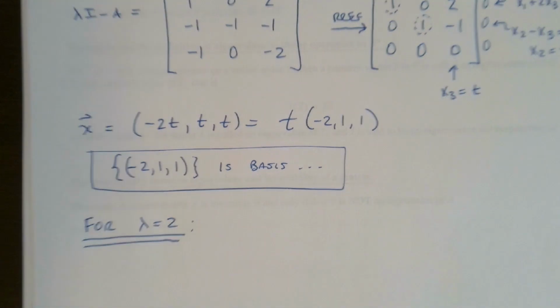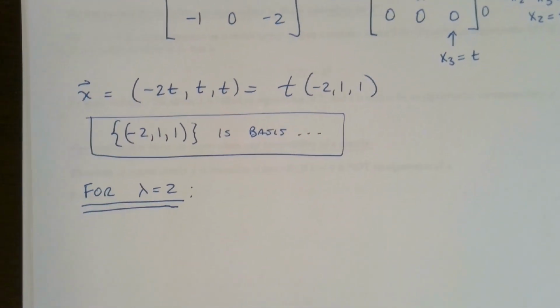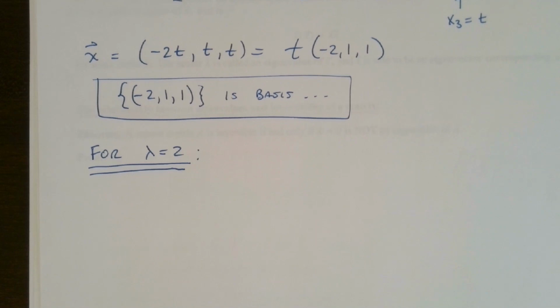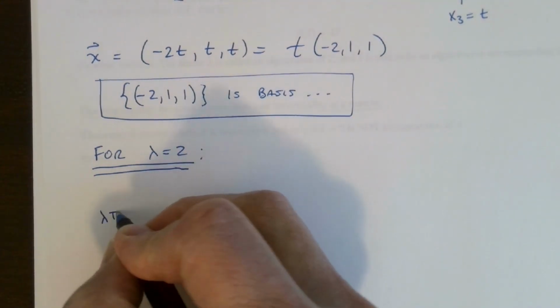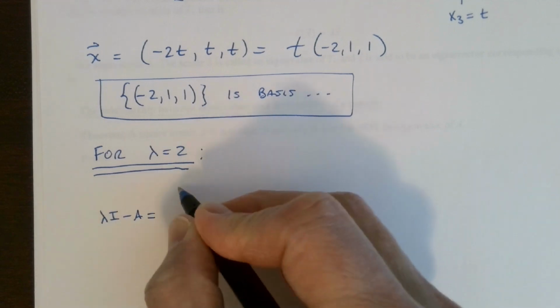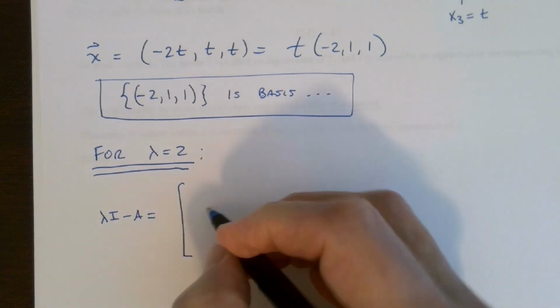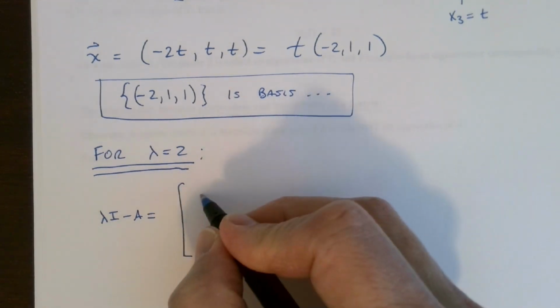Seems like in all our examples we've had a basis with just one vector. We found dimension 1 vector spaces. Is that always the case? No. Let's take a look at this case, right? Lambda I minus A. In this case, if I replace lambda with 2 in that, I get the following.